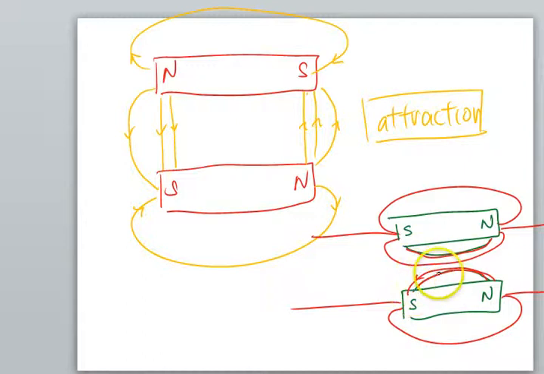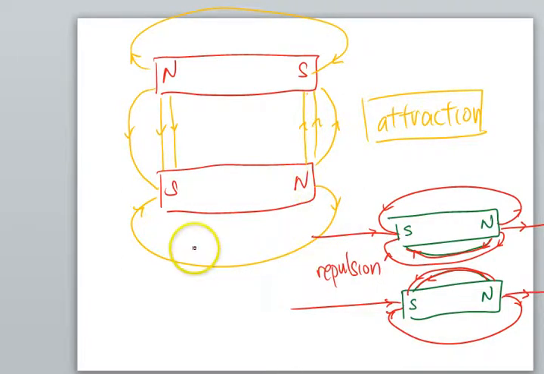Then you can start to draw your direction arrows. Into the south, out from the north. Out from the north, out from the north, into the south. Okay, so this is how it will roughly look. This is in terms of repulsion when the magnets are placed side by side.